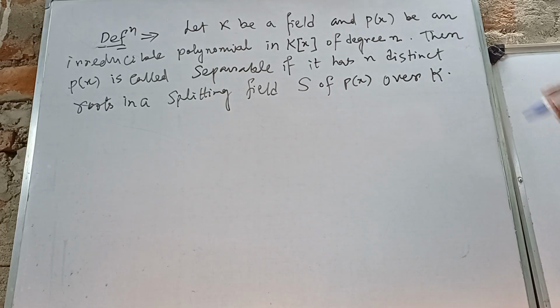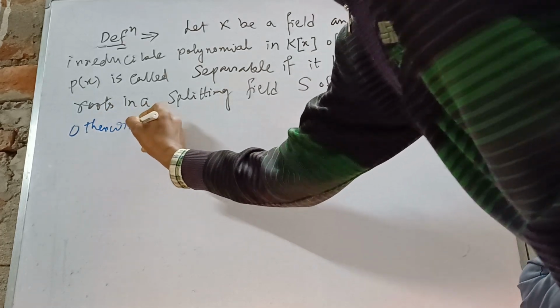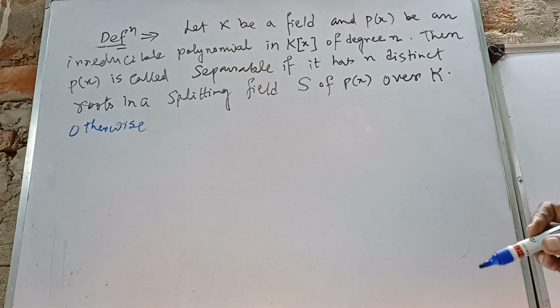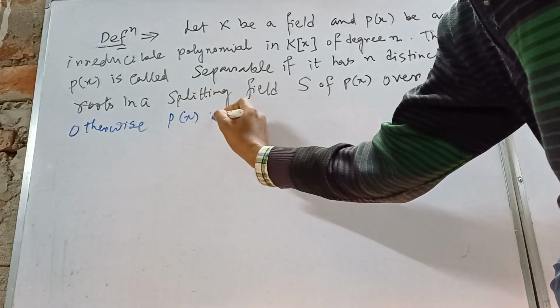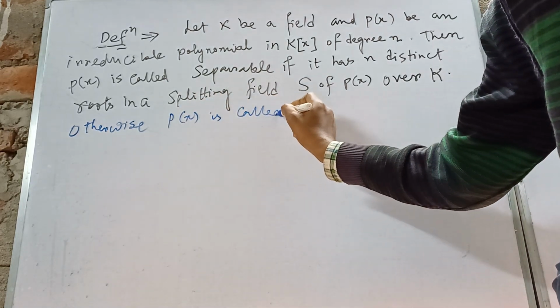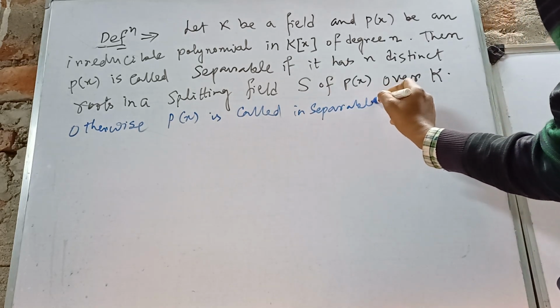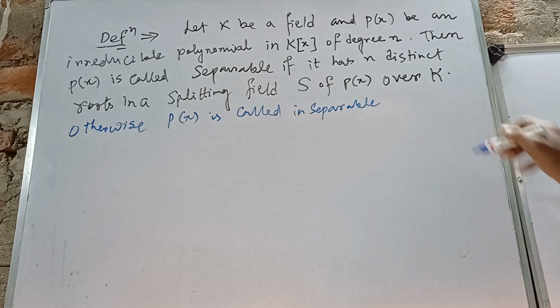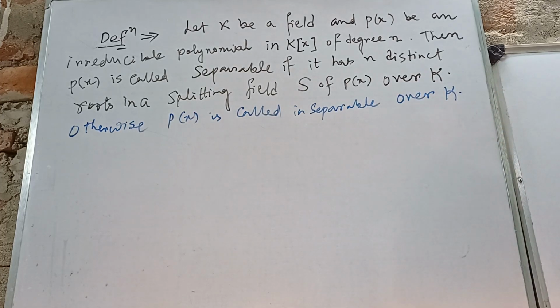Otherwise, what happens? p(x) is called inseparable over K. That means we also understand when one polynomial is separable and inseparable.